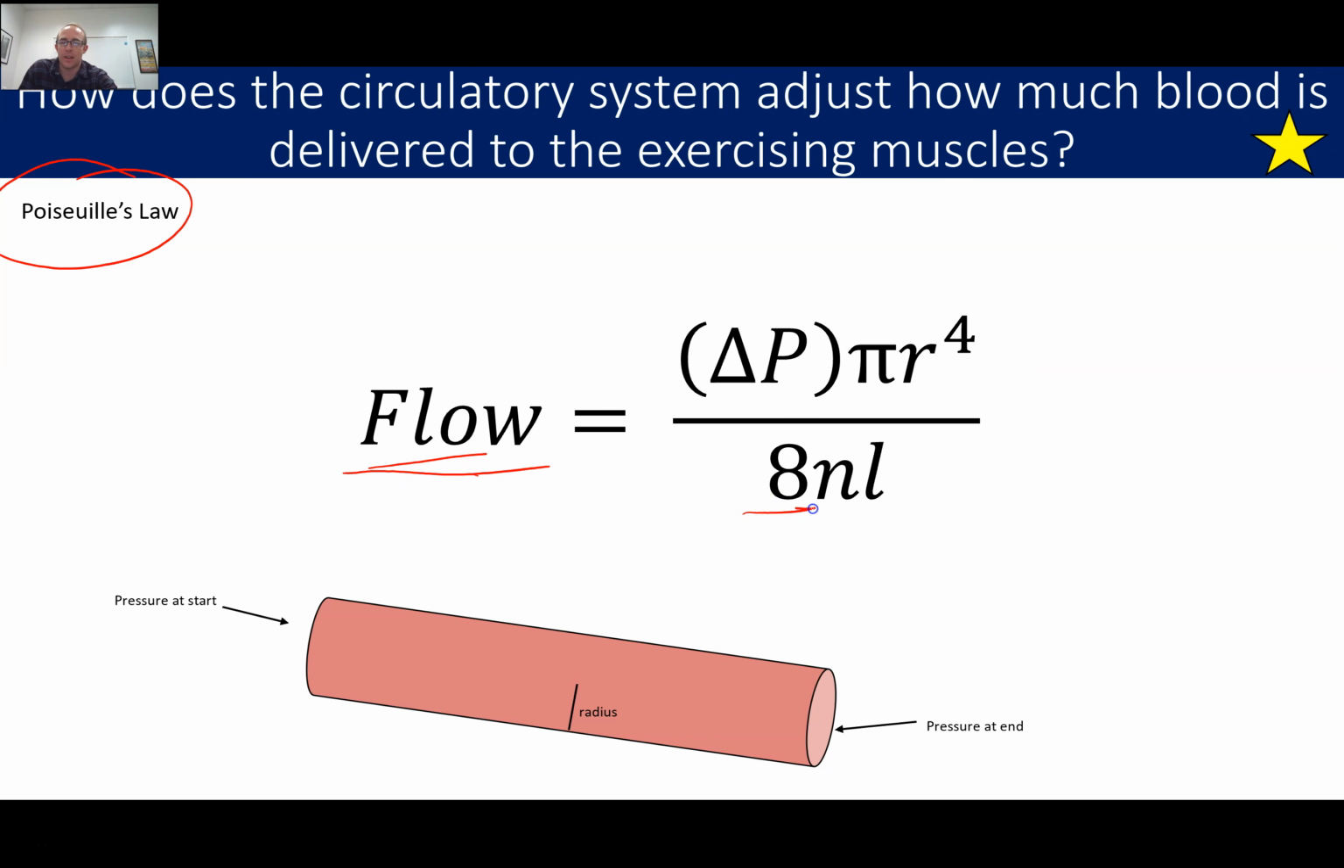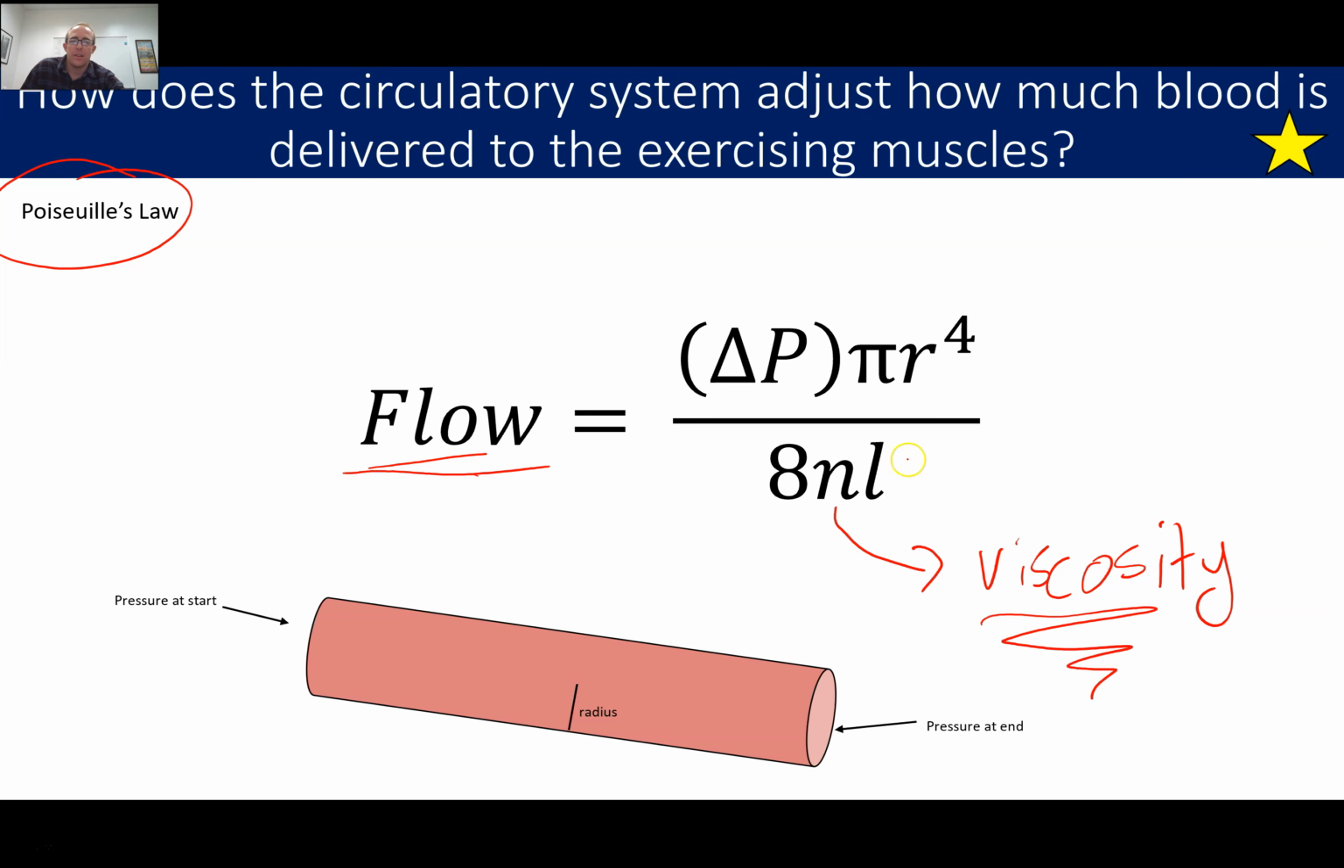Now these other factors, this is an 8, just another constant, nothing too important here. The N is viscosity of the fluid. So if you have very viscous blood, it's going to flow more slowly. If you have very thin blood without a lot of red blood cells in there, it'll flow more quickly. During exercise, we don't really see this viscosity change all that much. If you get dehydrated, it might change a little bit, but that's not going to be a major source of change. The L is the length, the length of the tube that the blood has to travel through.